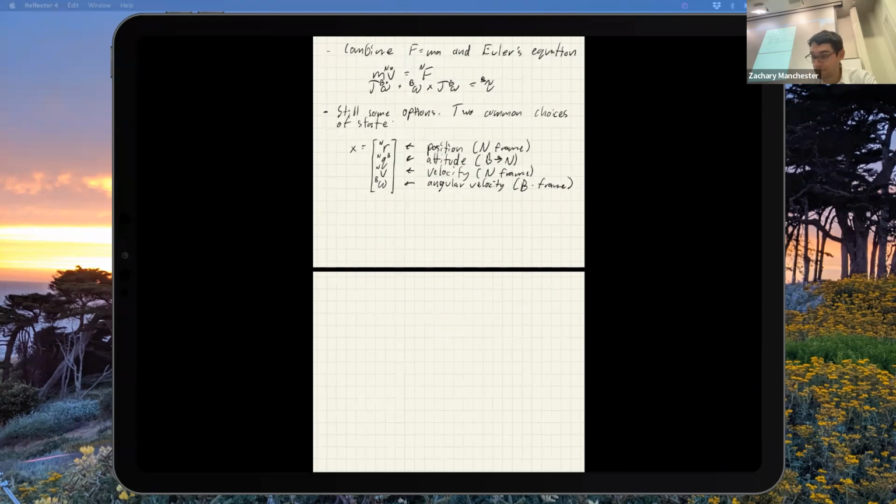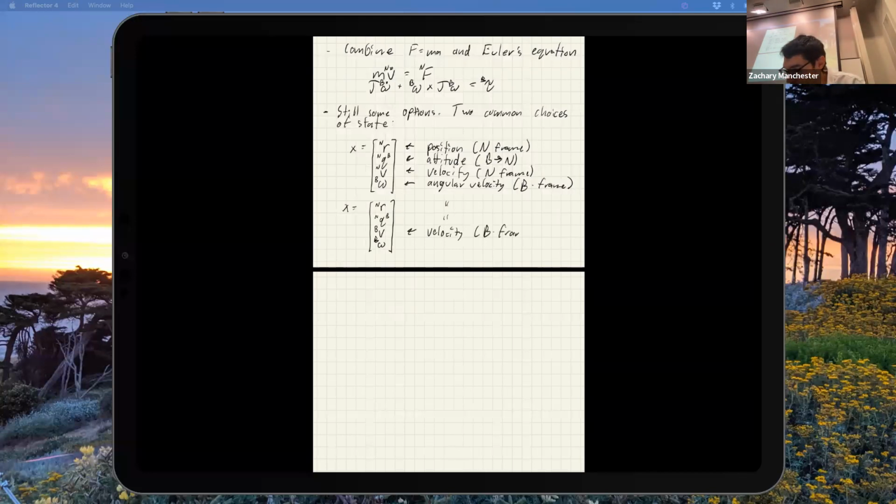Okay, so that's one option. The other common option is mostly the same, except you write the velocity in the B frame as well. So you write all the velocities in the B frame, which seems a little weird. What this is going to do is you're now effectively writing F equals ma in a rotating frame, so you're going to pick up an extra term in there. So this is all the same, except now this one is in the B frame.